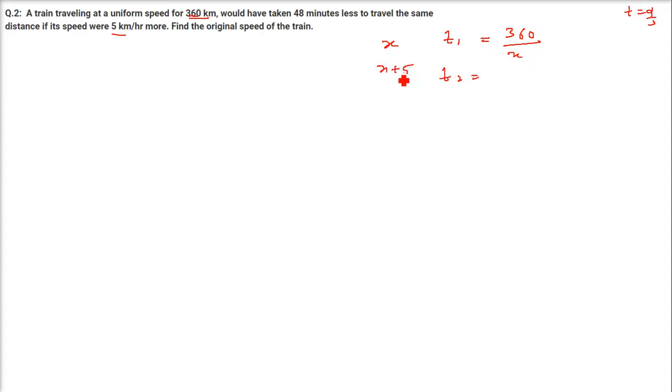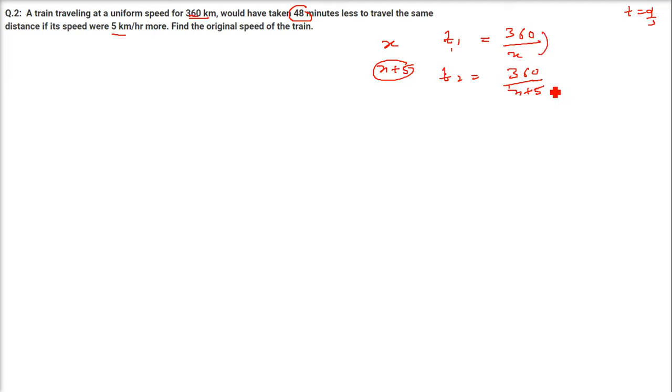X. For T2, if the speed is increased by 5, then time will be x plus 5. Same thing. But this time difference is 48 minutes, because the difference of these two times is 48 minutes. It would have traveled 48 minutes less. So the difference of these two is going to be 48.